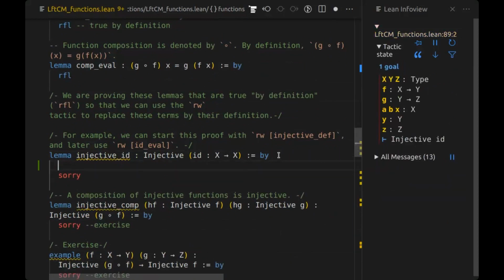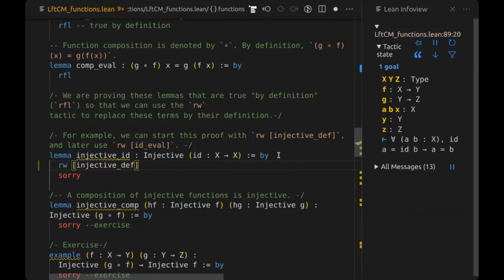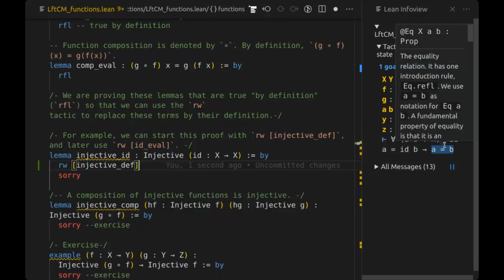Okay, so I will use this lemma, rewrite injective def, to replace the word injective by the definition of what it means to be injective, right? And then this makes it clear what the goal is. Now the goal is to prove that given any two elements of X, such that identity of A is equal to identity of B, then A is equal to B.